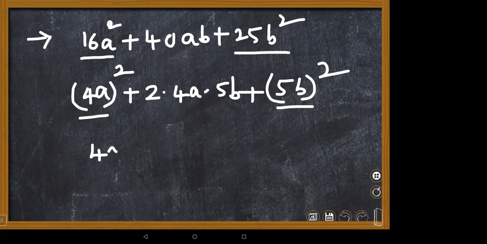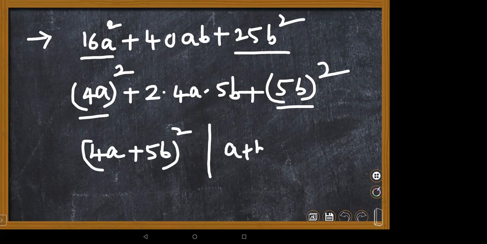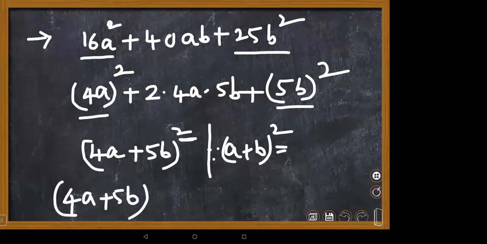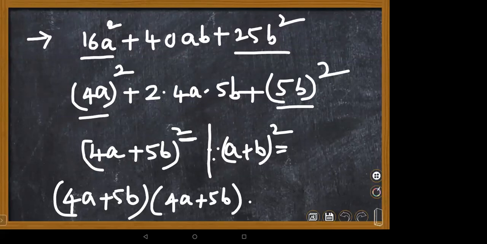So you can write (4a plus 5b) whole square, because you are using this identity, children. Since it is a square, you have to write it as (4a plus 5b) into (4a plus 5b). This is where we are going, children. Can I give a few more questions? Can you please do it, children?